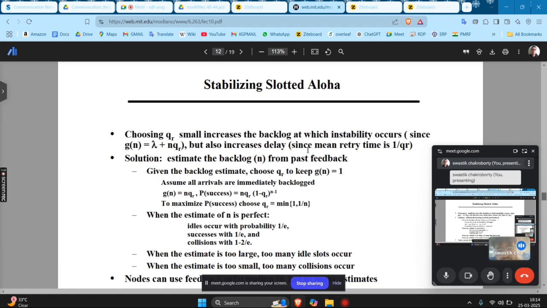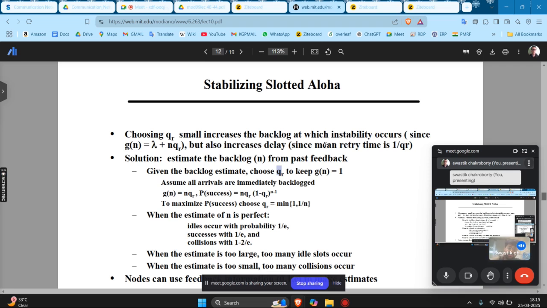So the solution is stabilizing slotted ALOHA. The solution given is that you have to estimate the backlog from the past. Whatever the backlog is currently, you have to estimate it using whatever has happened in the past. Using that, we will estimate the backlog, and once we have estimated the backlog, we will choose the value of QR.